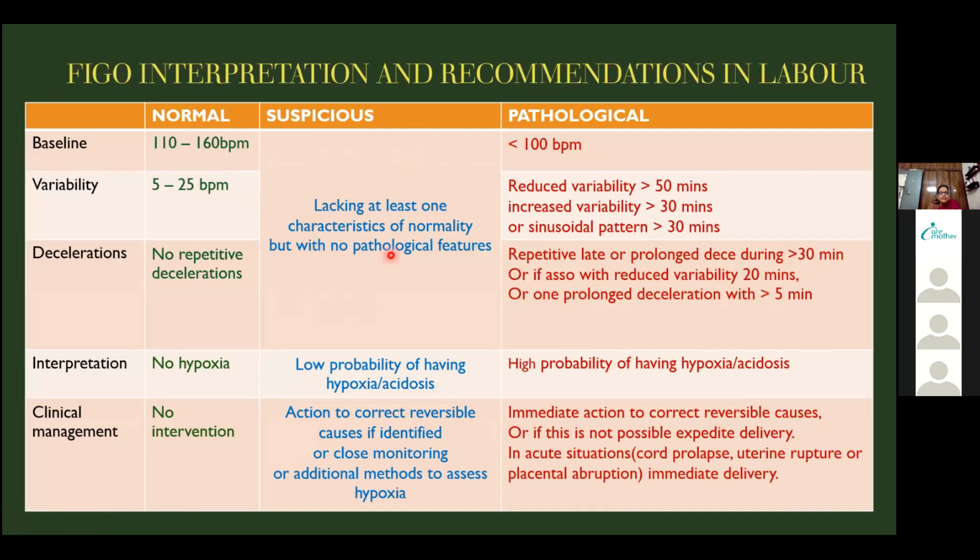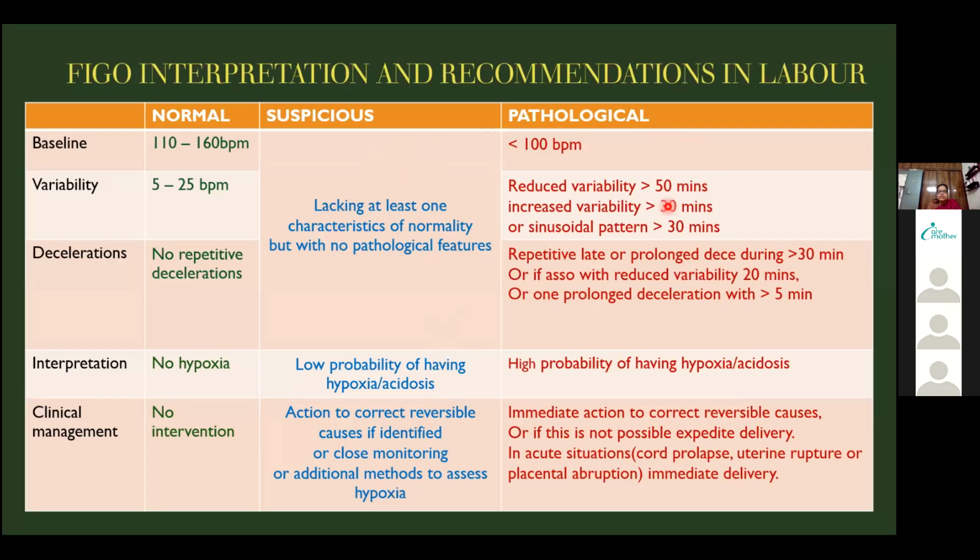Okay. So what will you do if it is a suspicious CTG? If it is a suspicious CTG, the probability of having hypoxia or acidosis is less. But if there is a correctable cause, if you can identify it, correct it, and in these cases you have to go for continuous monitoring. And if there are any additional methods to assess hypoxia, like a scalp electrode or a fetal blood gas analysis, you have to go for it, which is not possible in our routine setup. So if the CTG is suspicious, you ask for a repeat CTG or continuous monitoring, and if it is a correctable cause, you correct it.